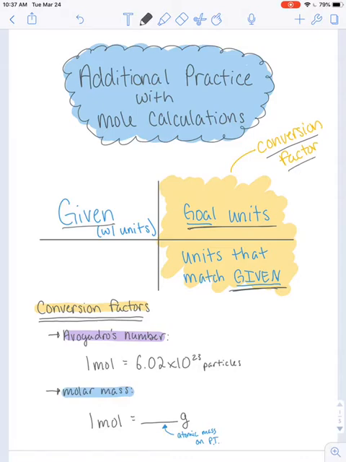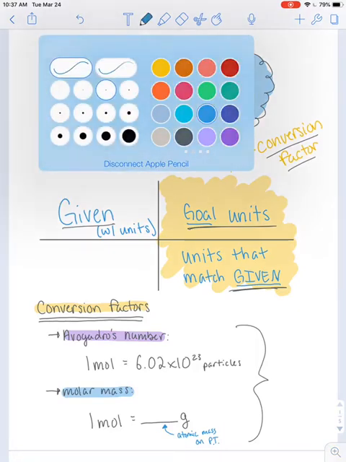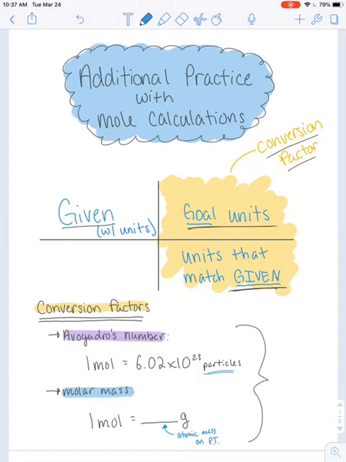This yellow section, that's where we're putting our conversion factor every single time. And the two conversion factors that we need to know are down here, okay? These are our two conversion factors. Avogadro's number tells us how many particles are in a mole. And remember that by particles, we can mean atoms or we can mean molecules. And that tells us that there's this many atoms or molecules in a mole of any substance.